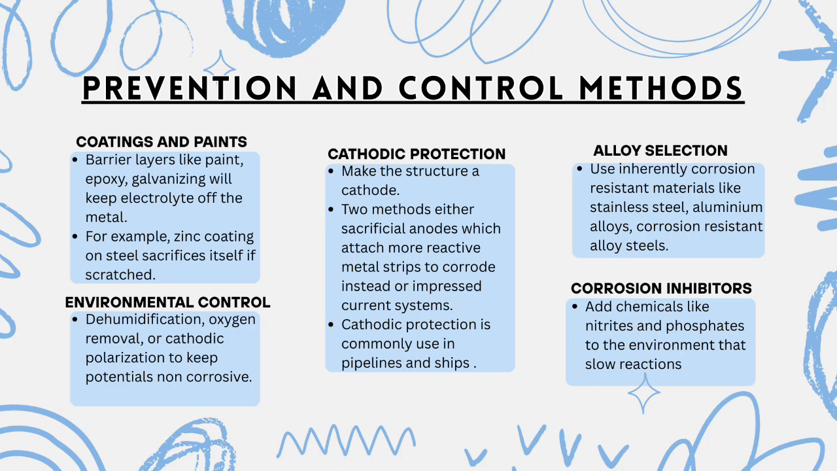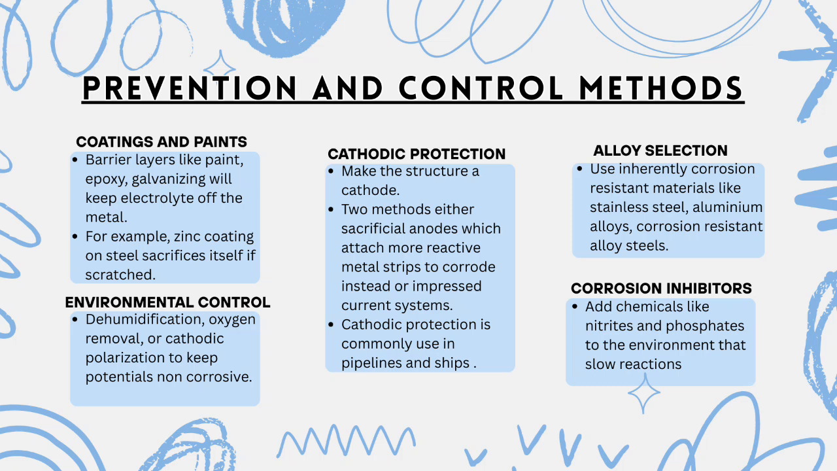Preventing corrosion typically involves multiple strategies. Coatings and paints create a physical barrier between metals and water or oxygen. For example, galvanizing steel with zinc provides sacrificial protection. The zinc corrodes first if the coating is breached.